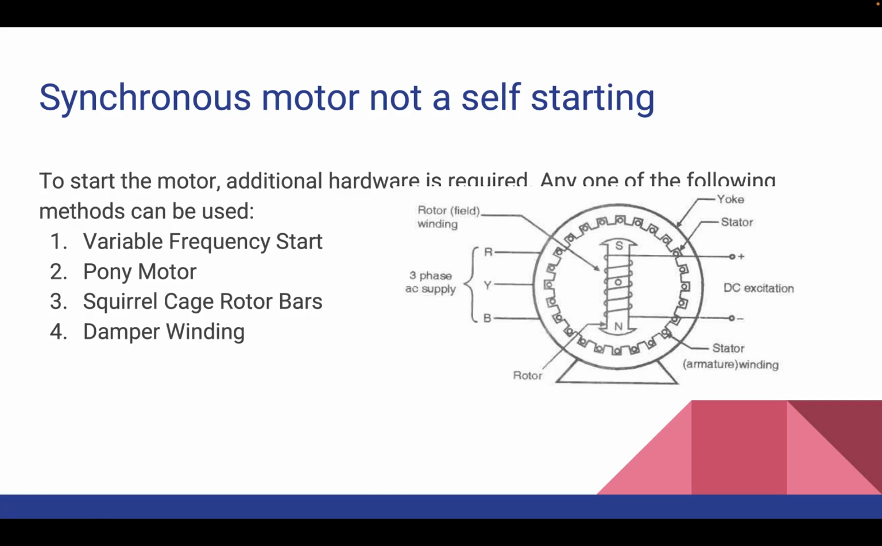In addition to these methods, there is another approach called the prime mover, where an induction motor or DC motor can be used to drive the synchronous motor. So we can basically use an induction motor or a DC motor to help start the synchronous motor. And once the synchronous speed is reached, the induction motor or the DC motor is disconnected.